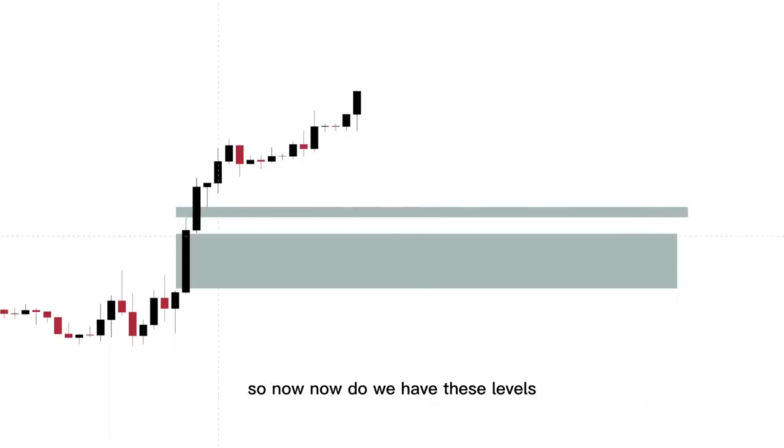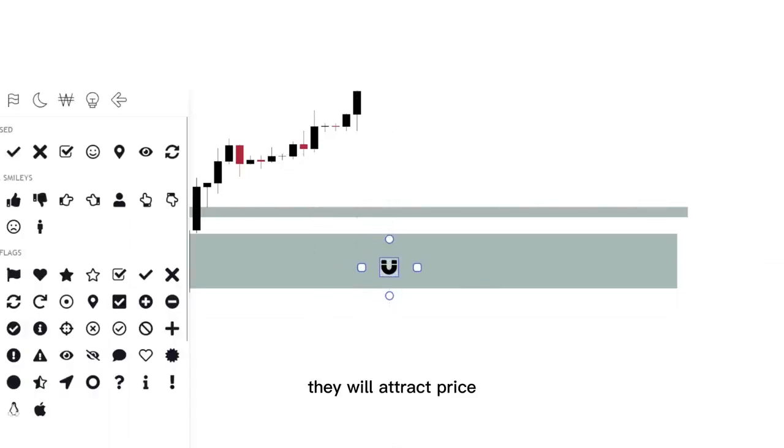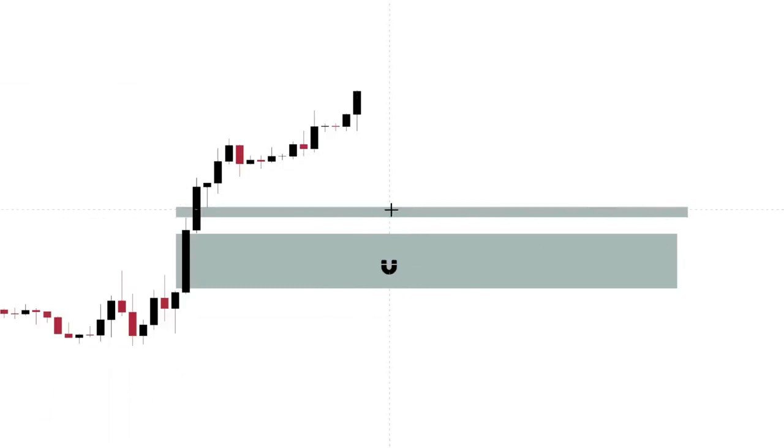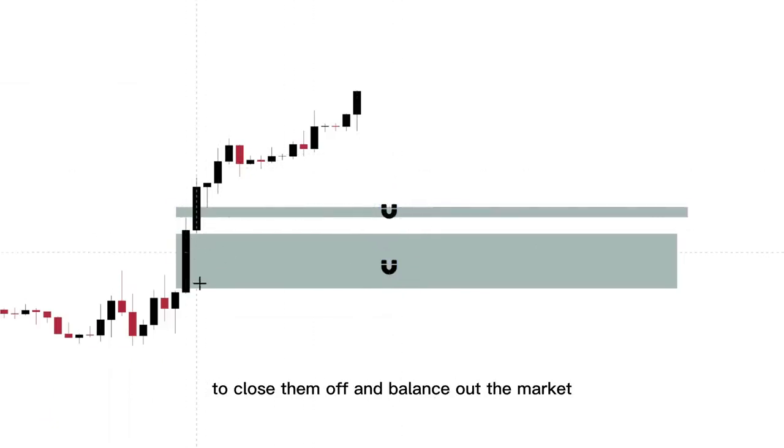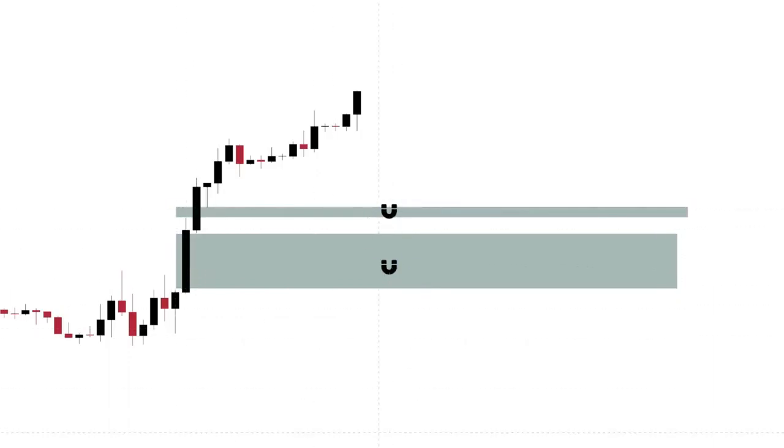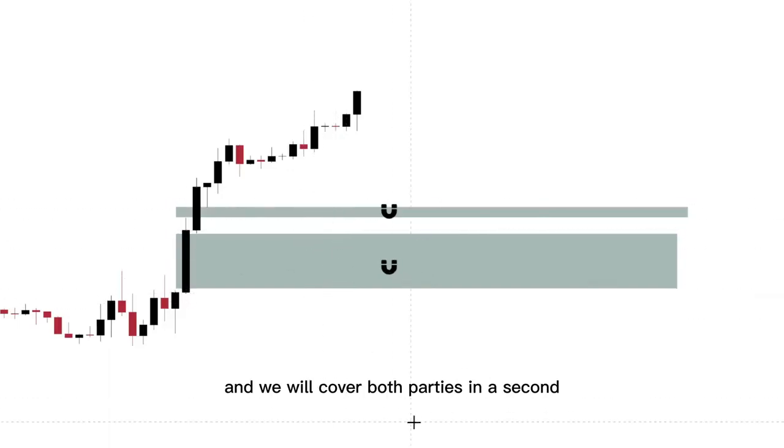So now that we have these levels, what do we know for sure? What we know for certain is that these areas will act as a magnet. They will attract price. Price will be attracted to these areas to close them off and balance out the market. And again, price can run through them just for the sake of closing, or price can come in and reject. We will cover both in a second. Let's just cover the basics.